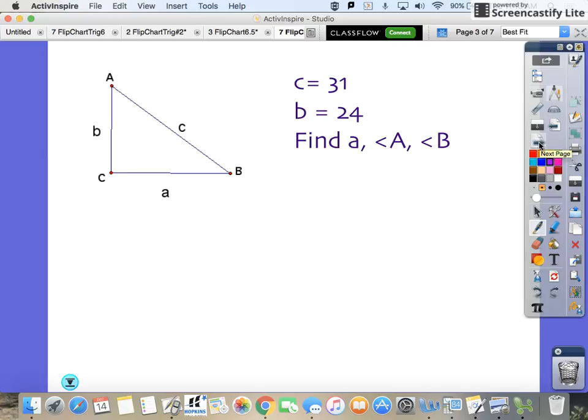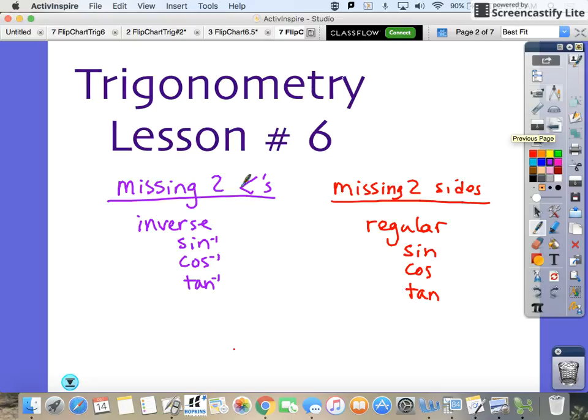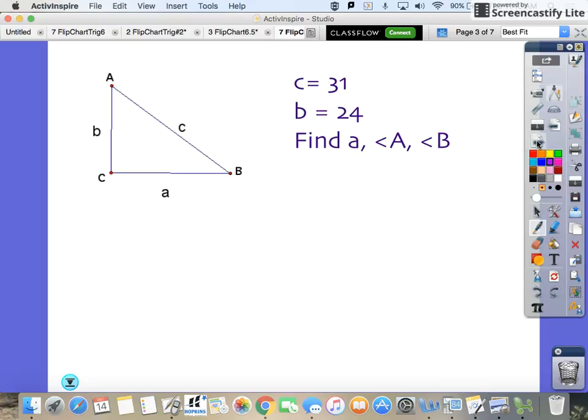So in this one, we are missing two angles. We need to find angle A and B. So when we're missing two angles, we need to use the inverses. First thing we'll do is label what we know. So we know that C is 31, B is 24.